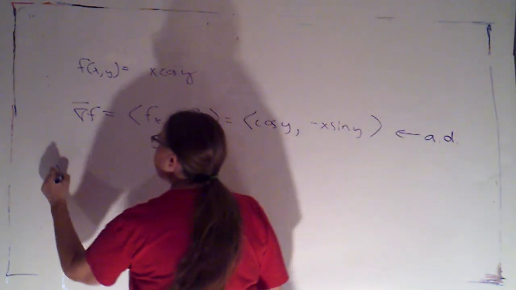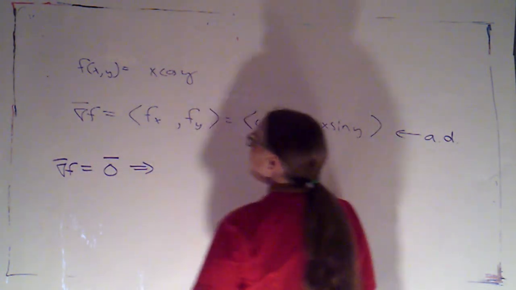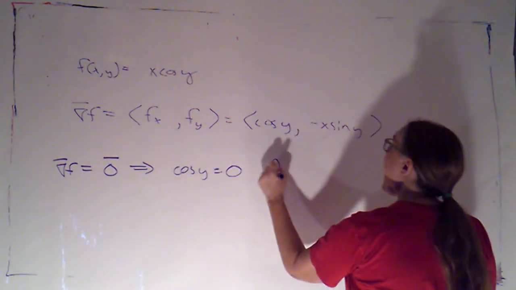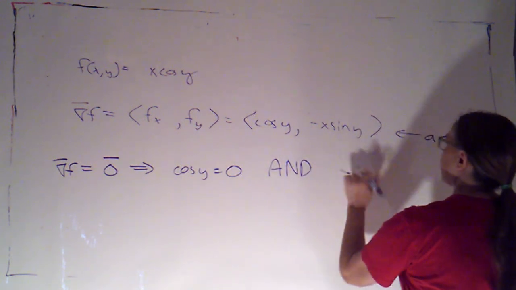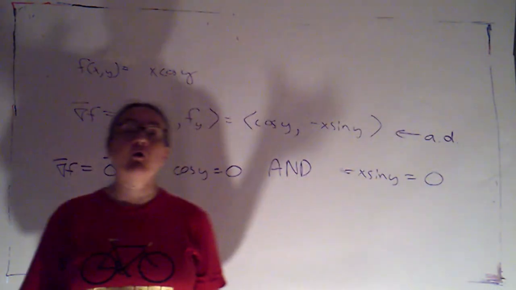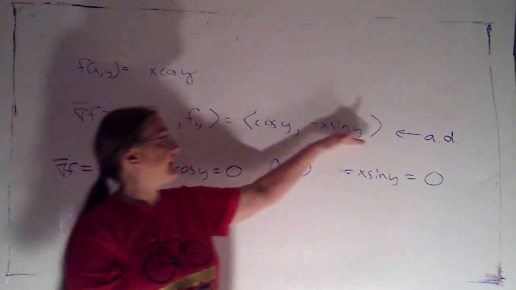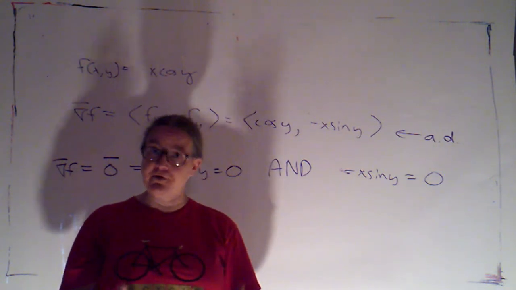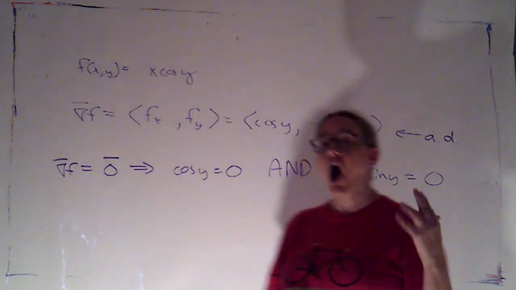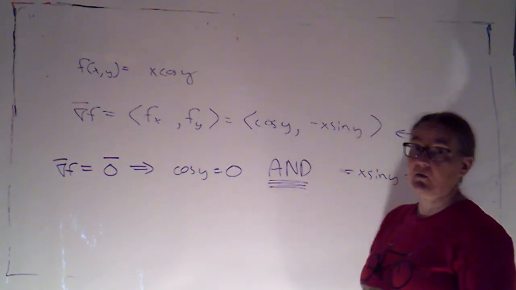Okay? So then, for the gradient of f to equal the zero vector, well, that's going to imply that cosine of y is equal to 0 and negative x sine y is equal to 0. So I'm always going to be solving a system of equations. If I had a function of two variables, the gradient is going to consist of two partial derivatives. They both have to be 0. If I had a function of 3 variables, the gradient would have 3 components. All 3 of them would have to be 0. So very important that this is an and right here.